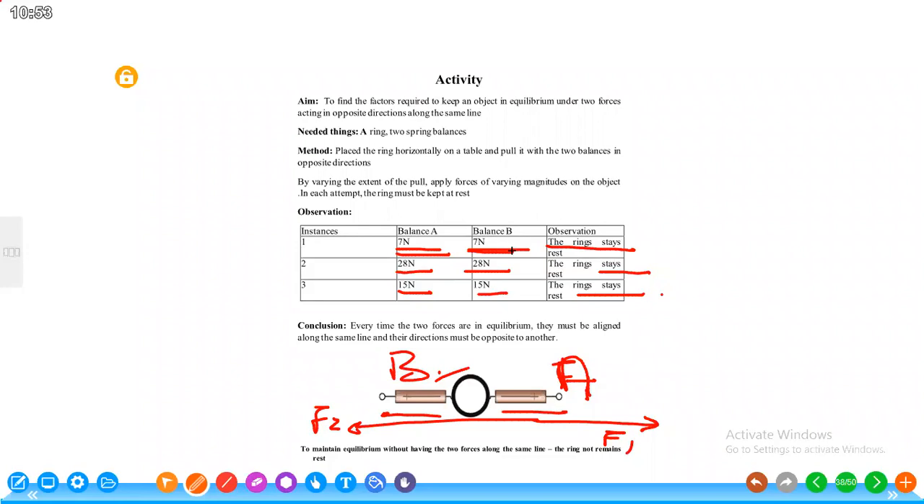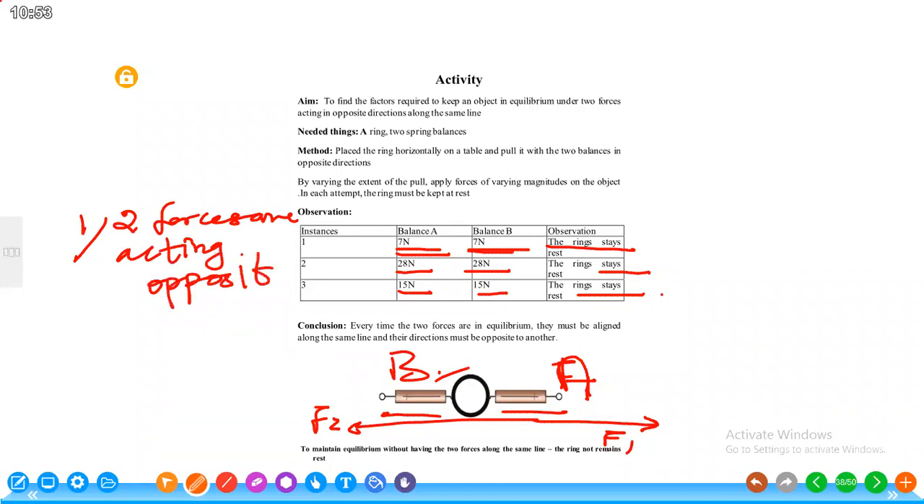So the first condition, two forces are acting in opposite directions. And the second one, on both sides the forces are equal. F1 is equal to F2. So two forces must have equal magnitude.